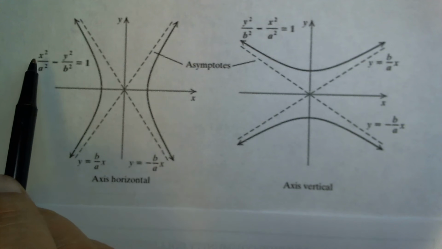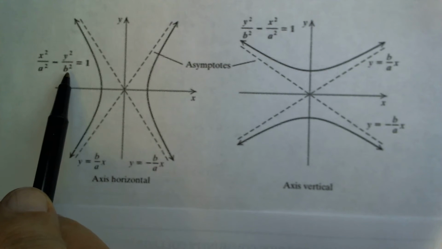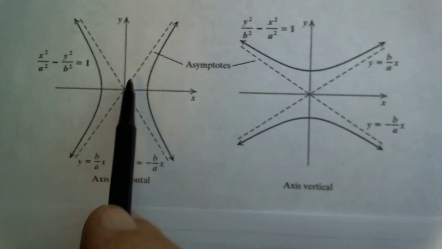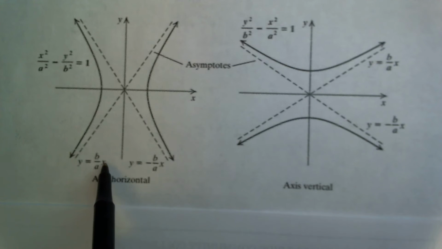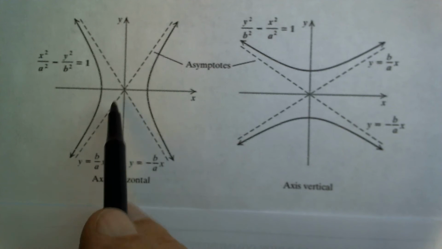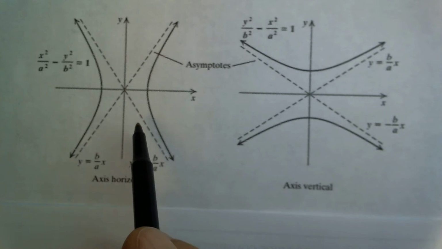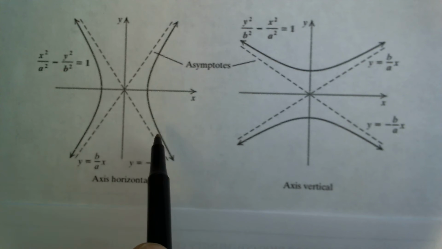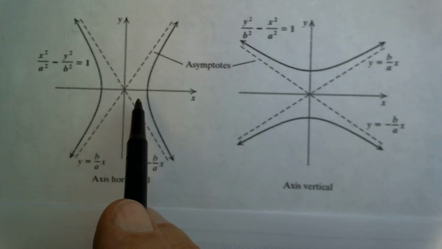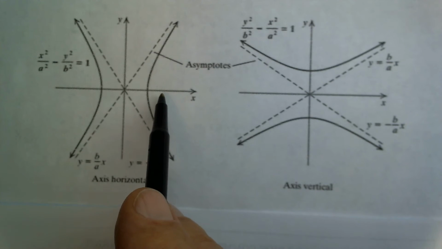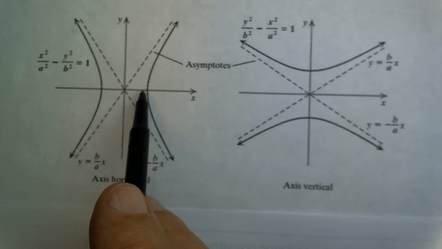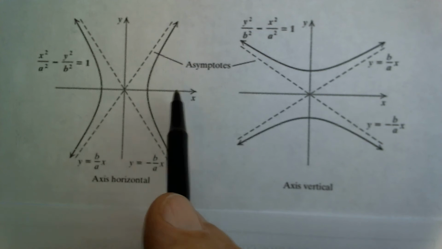So the first case, x squared divided by a squared minus y squared divided by b squared equals 1. We have the axis horizontal, and then the asymptotes are y equals b divided by a times x, and minus b divided by a times x. So these are the two asymptotes. And what's happening here is that the hyperbola, with its branches, approaches the asymptotes as x gets smaller and as x gets larger, but they never reach the asymptotes directly. So they don't cross over, they don't connect.